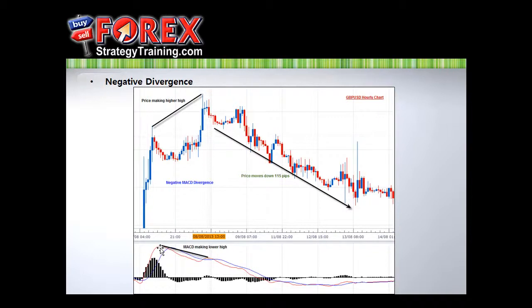Whenever you see this, it's telling you that the price is going to reverse from up to down. And sure enough, can you see what happened here? The price moved down by 115 pips, which is a very big collapse.